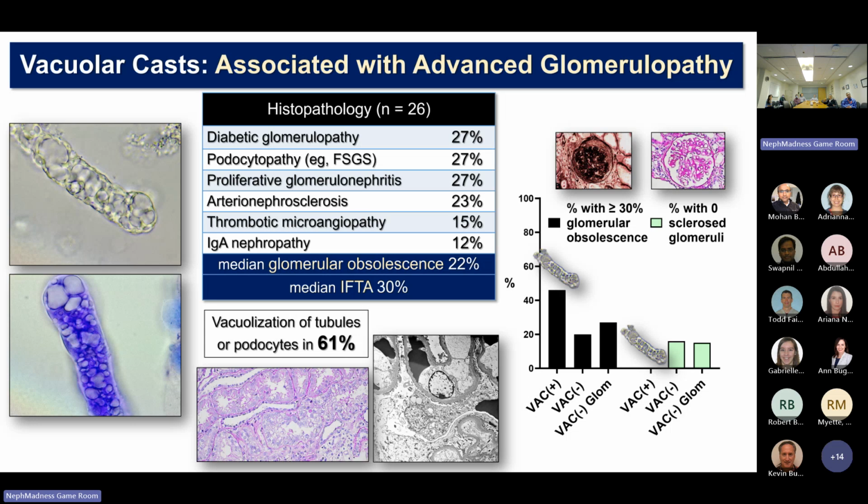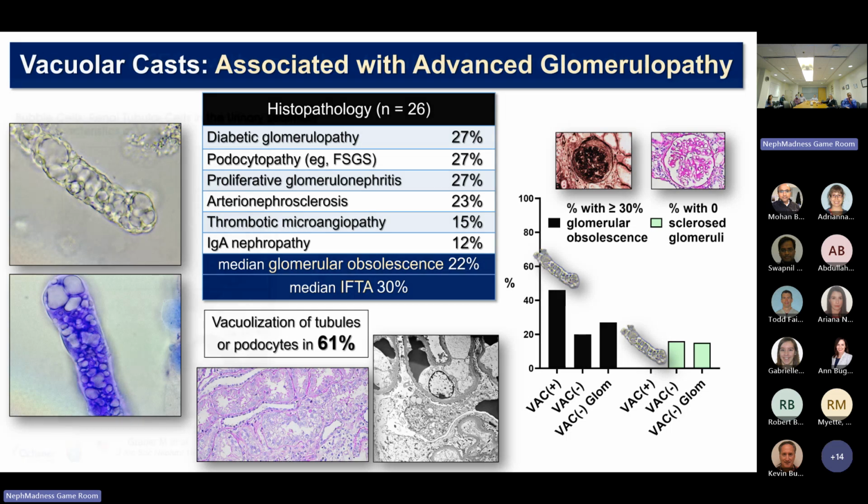And finally, we look at the biopsy reports and the frequency in which vacuolization of tubules or podocytes was mentioned in the report, and that was 61%. So we're currently looking at a control subset to see if this is a really specific distinction, but it kind of helps us start to speculate where these vacuoles are coming from.